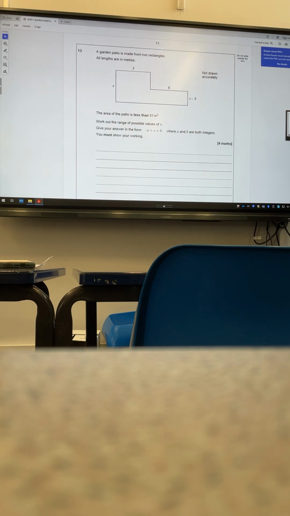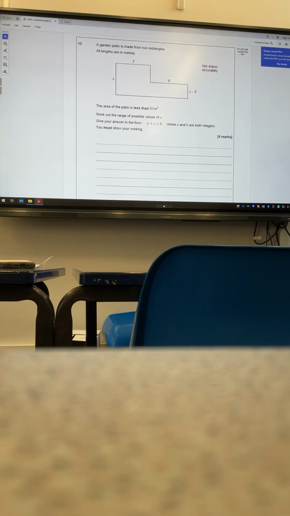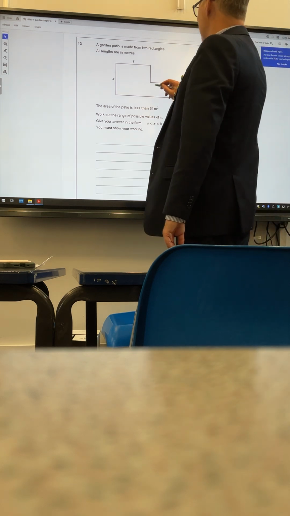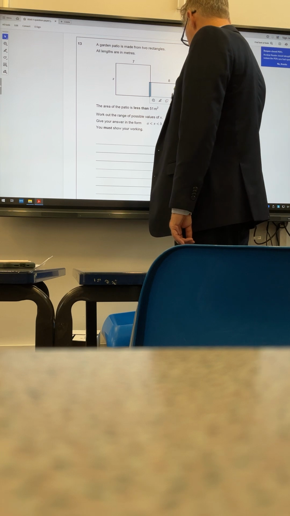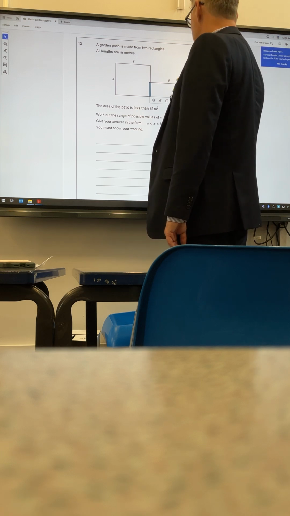What have we got next? That's just a normal maths quadratic inequality. It's not quadruple. Now what do I do? I'll do it down there.